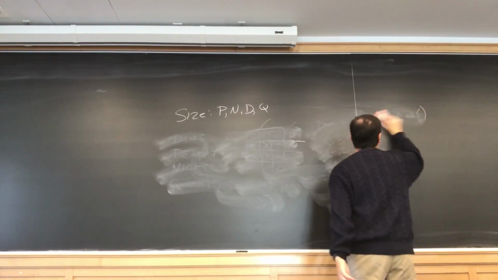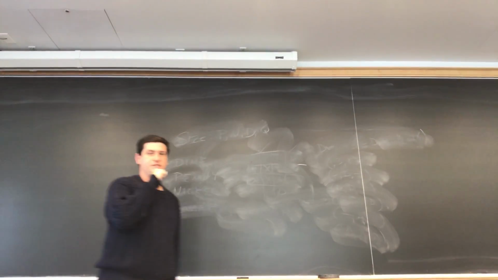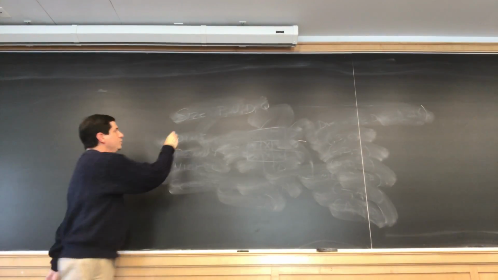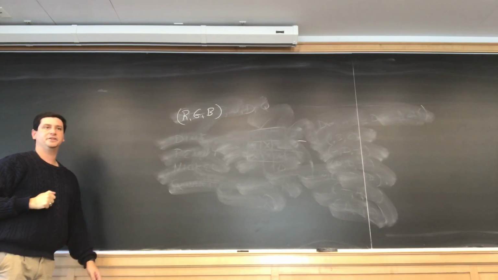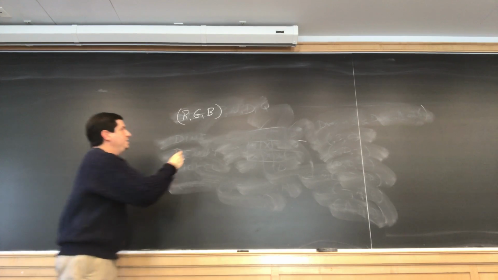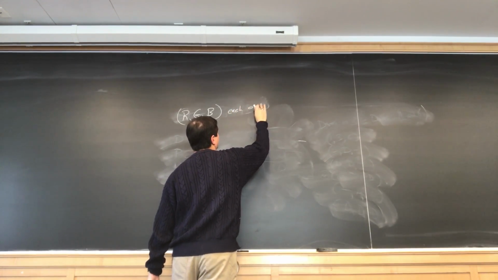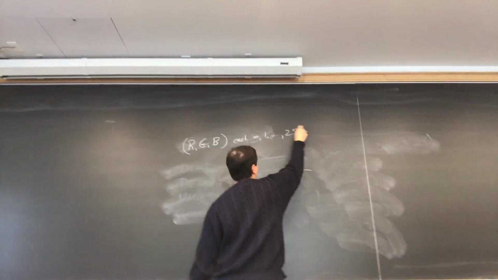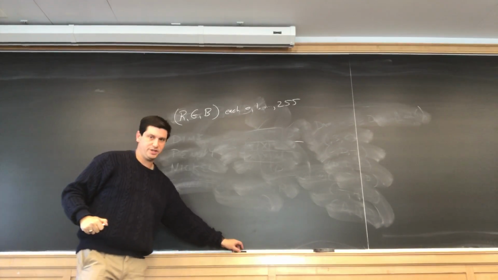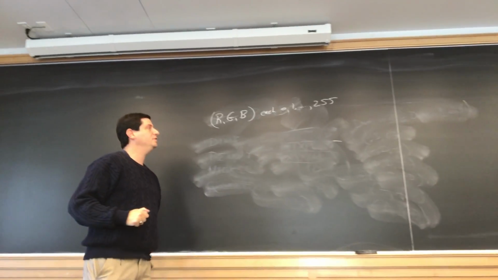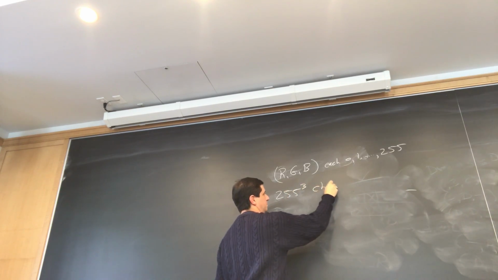Actually, I can use this as an example of how to hide images. You have a red, green, blue triple, and you want to send that. Typically, we take these each from 0 to 255. So the number of colors you have is 256 cubed choices.